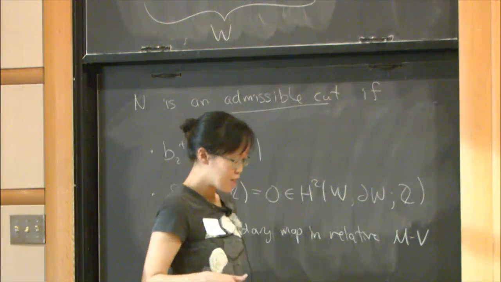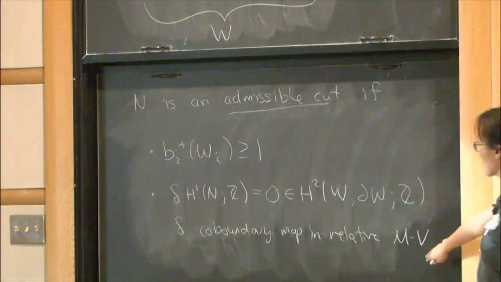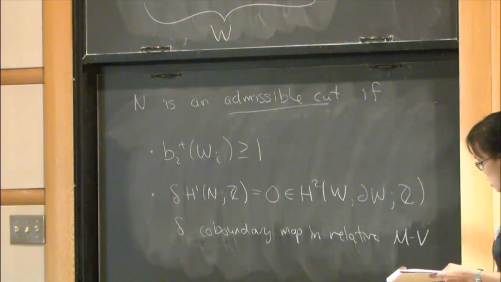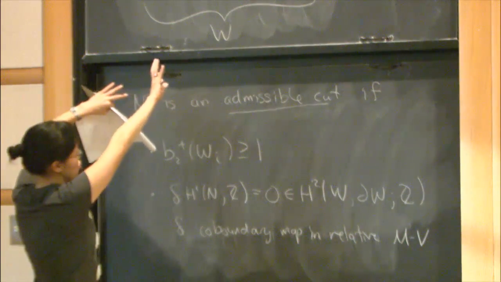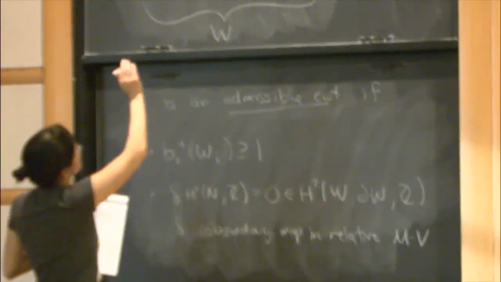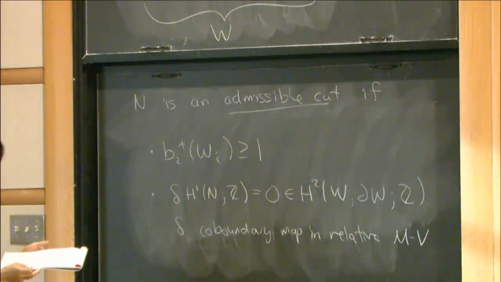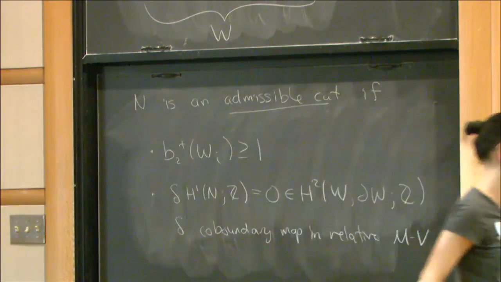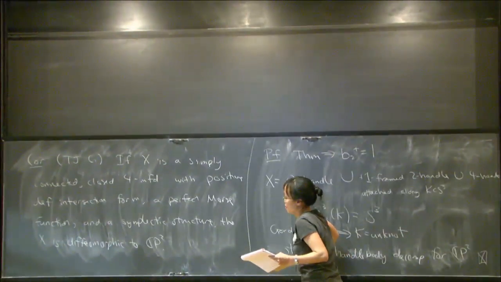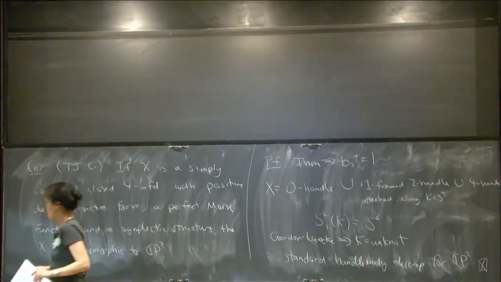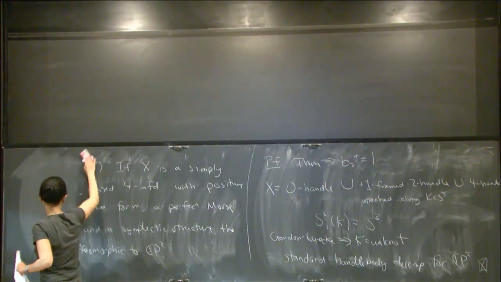So remember, spin C structures are in bijection with H upper 2. So this condition here is just telling us that there's going to be at most one spin C structure on all of W that restricts to a given spin C structure on W1 and W2. Okay. So now we'll get into defining this closed four-manifold invariant.